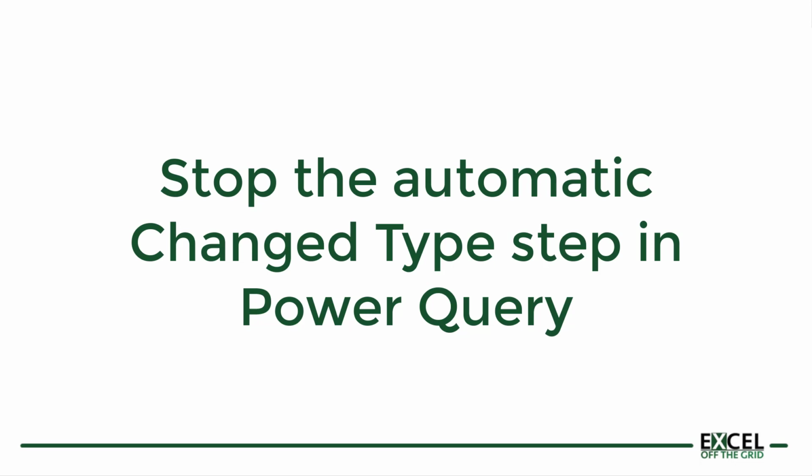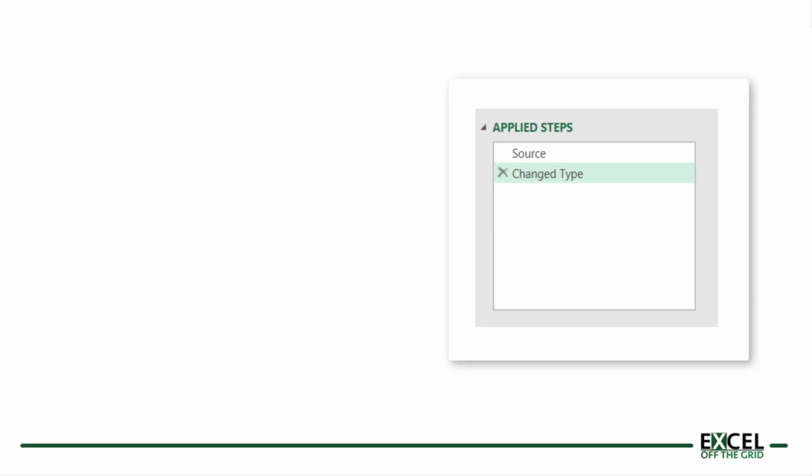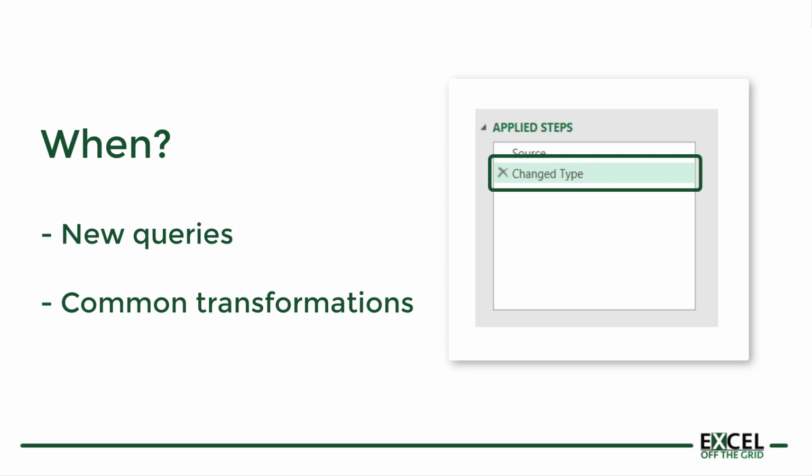In Power BI and Excel, there is an annoying default feature, which automatically applies the change type step, even if we don't want it. It occurs when we create new queries from non-database sources, but also when we undertake some basic transformations. So in this video, I want to show you how we can stop that occurring. So if you're ready, let's get started.